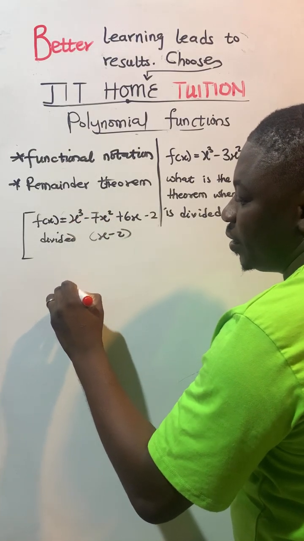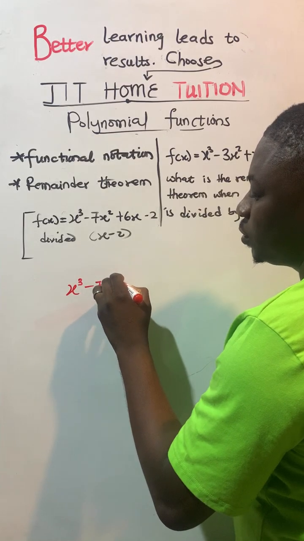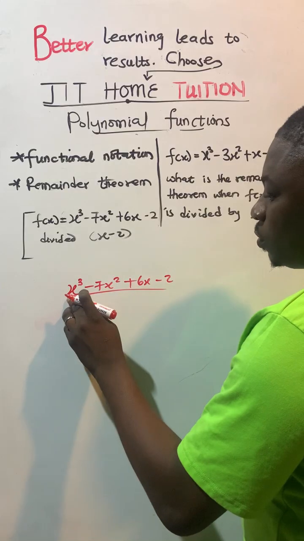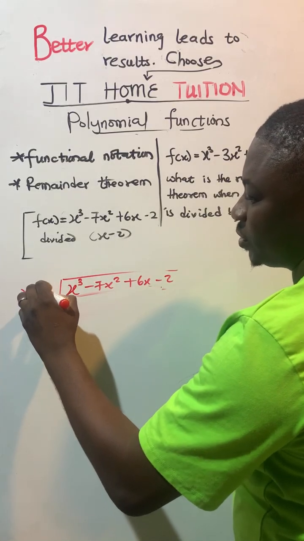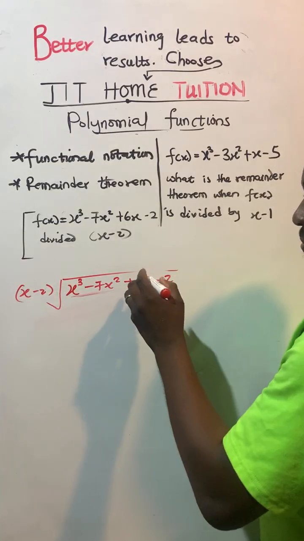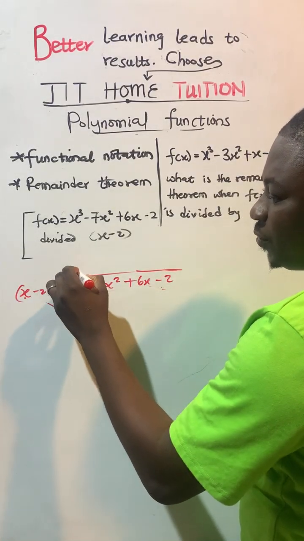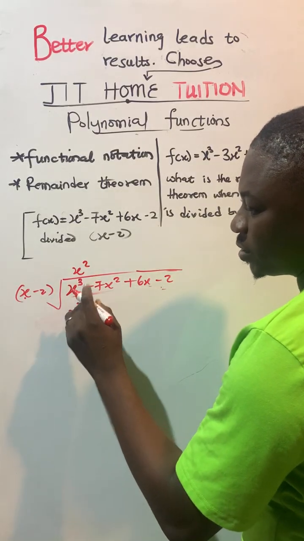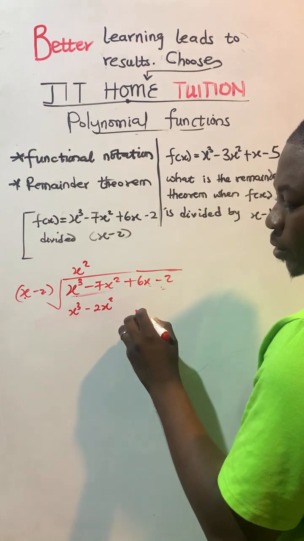You have x cubed minus 7x squared plus 6x minus 2, and we have to divide using long division. So this is x minus 2. This is the divisor. Now this x will divide this, giving you x squared. Then you multiply: x squared times x gives x cubed. The same x squared will multiply this, giving you negative 2x squared.